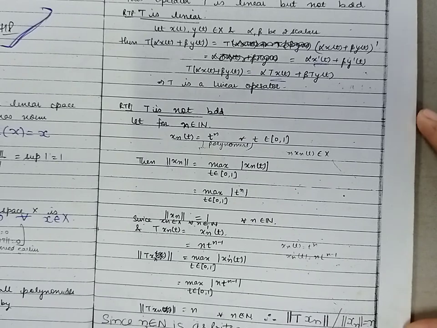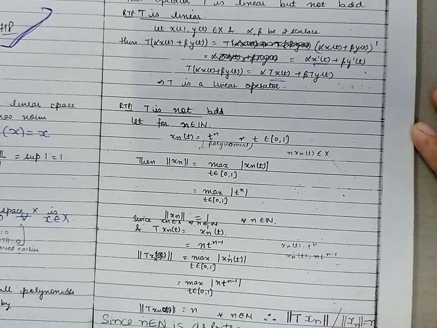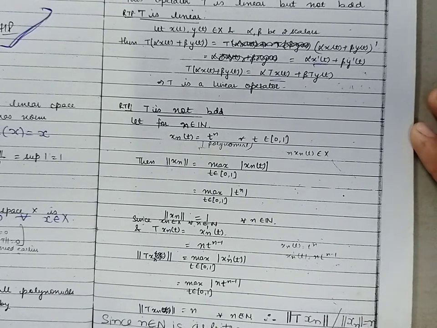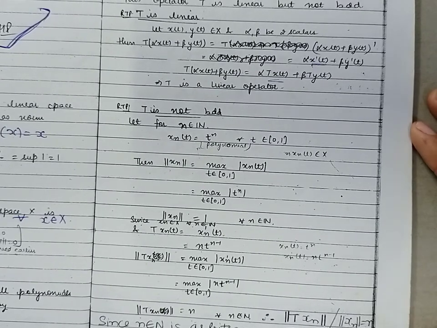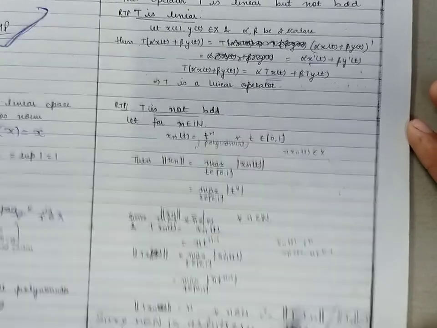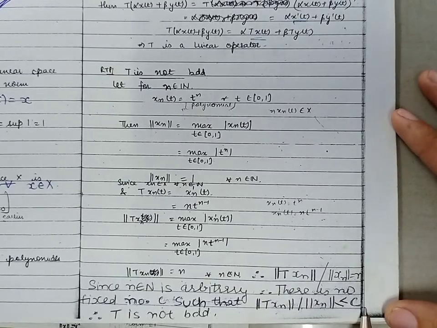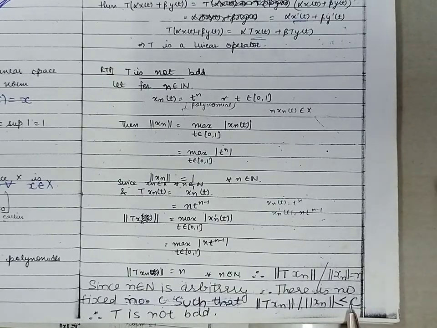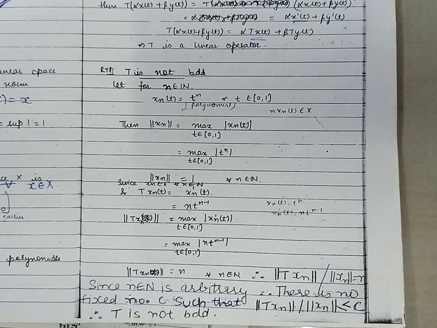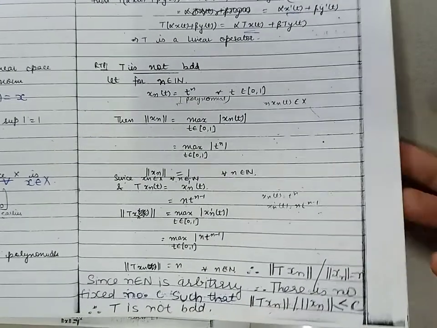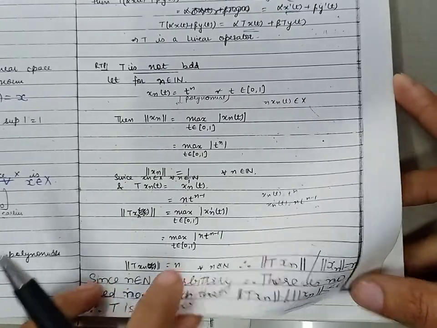Because n is an arbitrary natural number, there is no fixed number c such that the norm of T of xn divided by the norm of xn is less than or equal to c. So we can say that the operator T is not bounded. So the differentiation operator is an example of a linear operator which is not bounded.